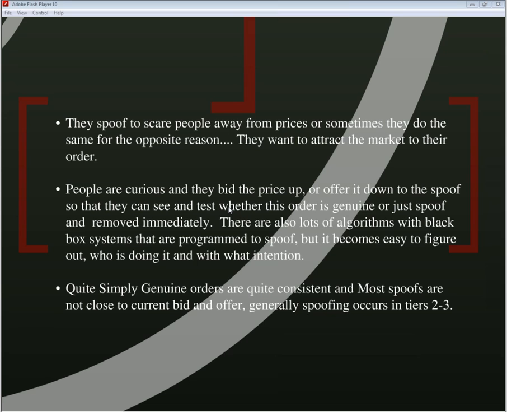You'll find people are curious, and they bid the price up or offer it down to test whether the order is genuine or just a spoof that is removed immediately. There are a lot of algorithms with black box systems that are programmed to spoof, but sometimes it becomes pretty easy to figure out. Right there, we can actually watch what they're doing. It's not something that's hidden from us.